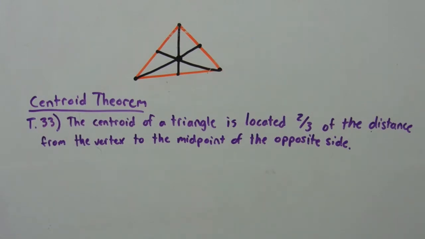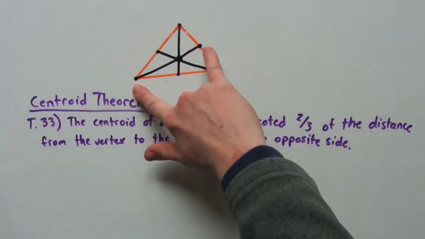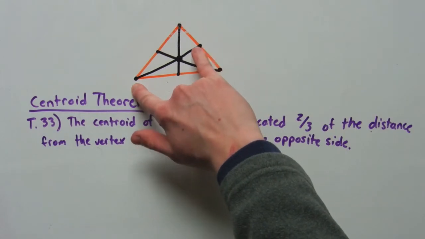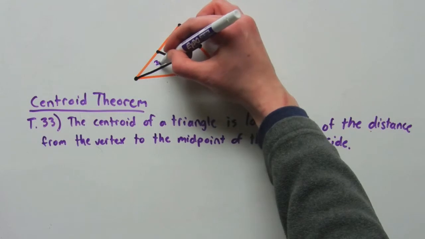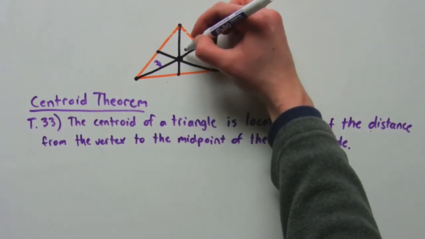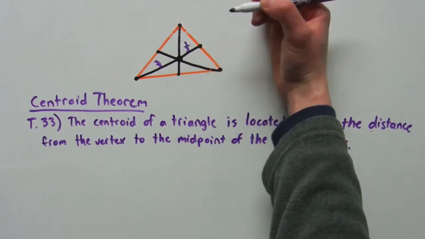The centroid theorem, T33, says that the centroid of a triangle is located 2/3 of the distance from the vertex to the midpoint of the opposite side. So starting at this vertex, if we were to measure the distance between the vertex and the opposite side, the centroid would be 2/3 of the way over, and then from the centroid to the side would be the other third.